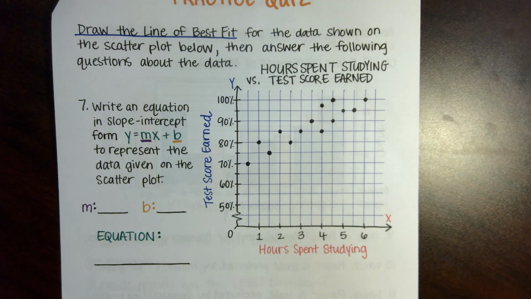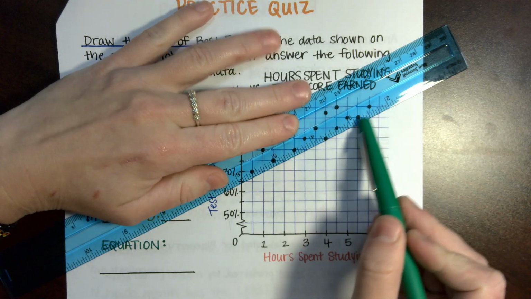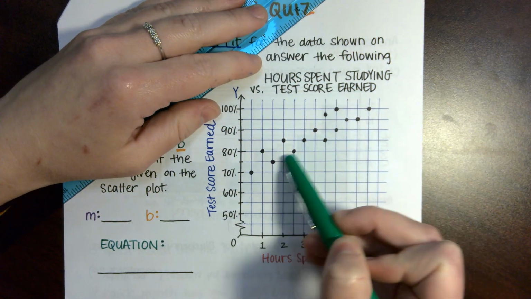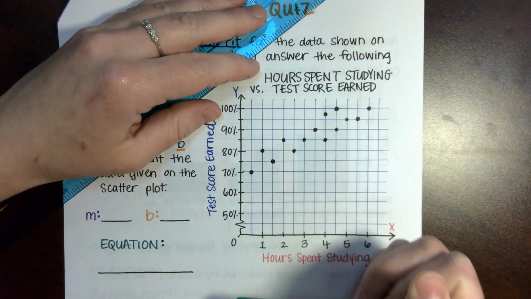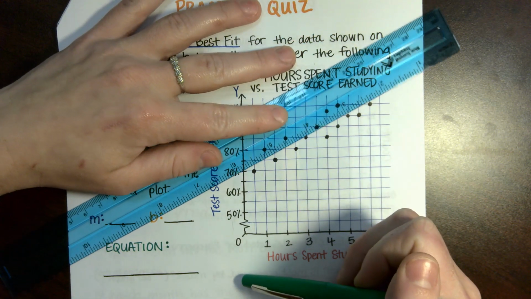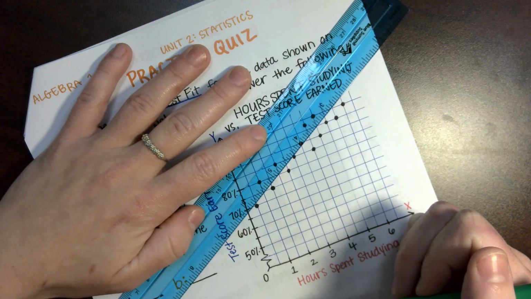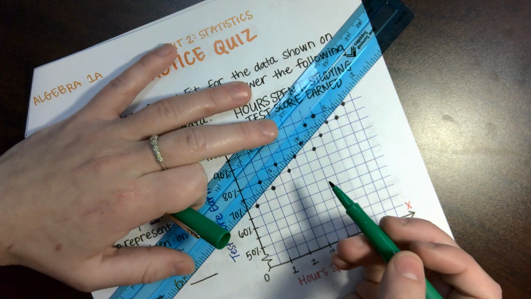Whenever we're drawing the line of best fit, remember it needs to be in the middle-ish of your data points. So if I were to draw it down here, would that be correct? No. What if I drew it up here? Would that be correct? No. How about right about here, somewhere in the middle? That look right? Yeah. Your line of best fit should be somewhere in the middle of your data.